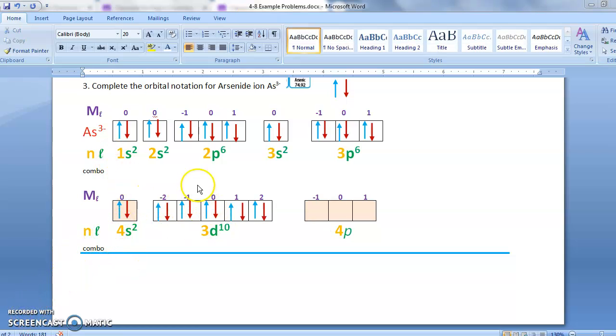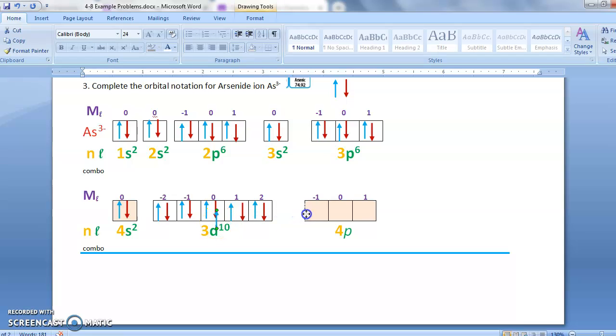So the 3D is now full. I went ahead and put in the superscripts accounting electrons as well, just to see how many I have left. We have 2, 4, 10, 12, 18, 20, 30. Arsenic has 33. So let's go ahead and put in the 33 for arsenic.